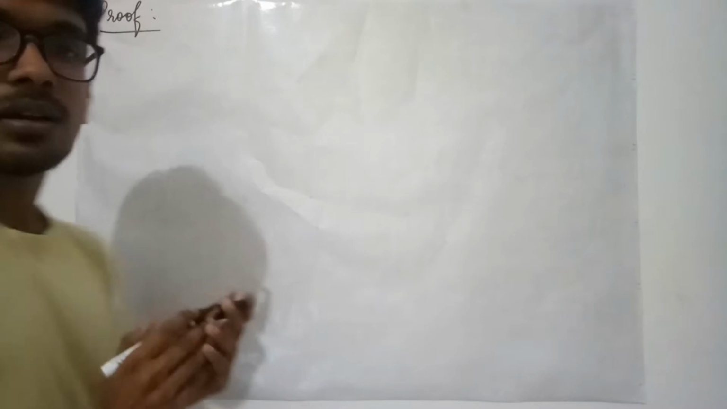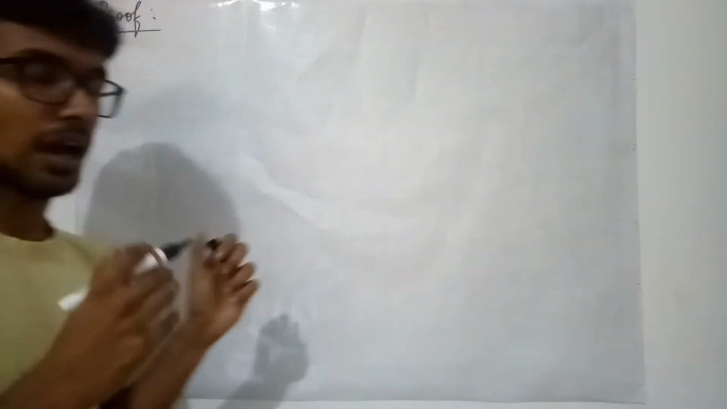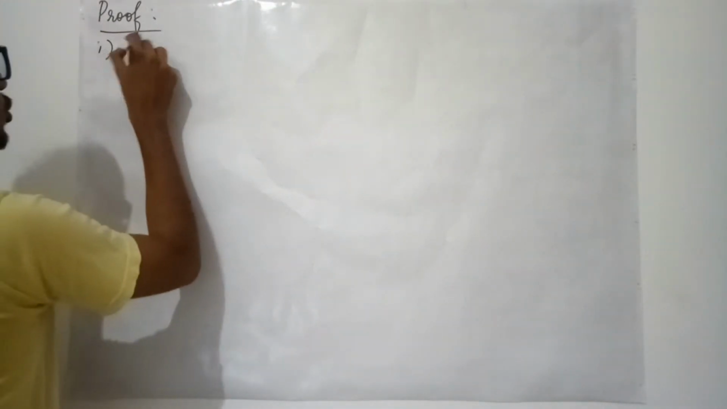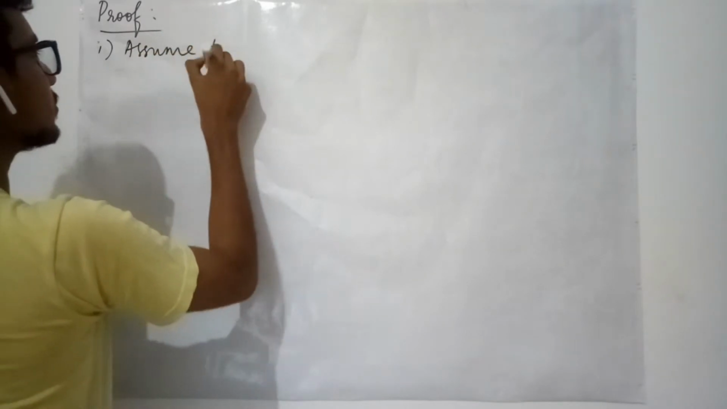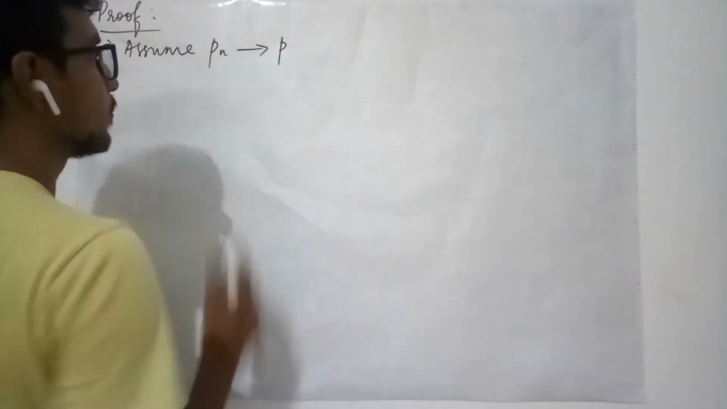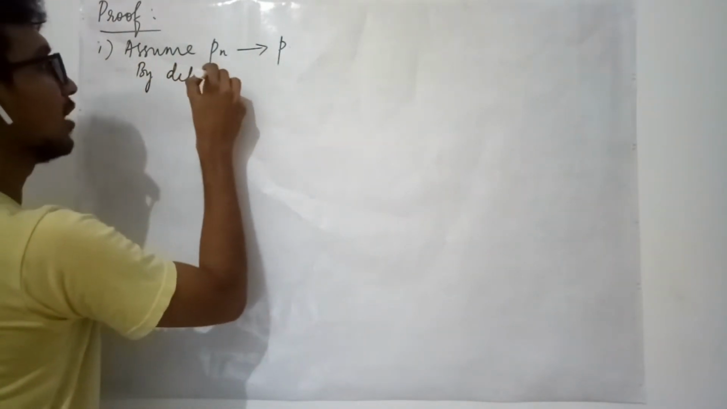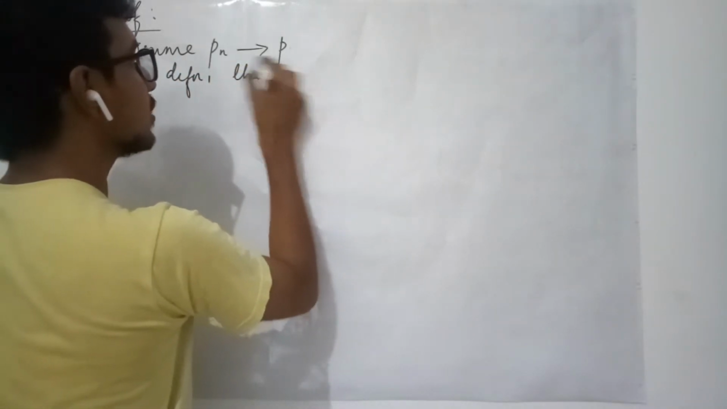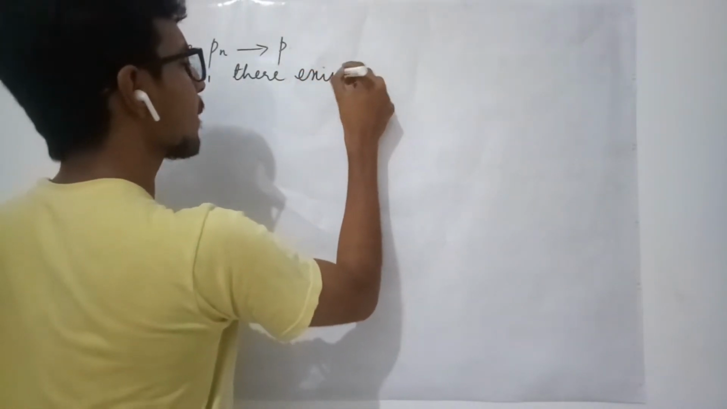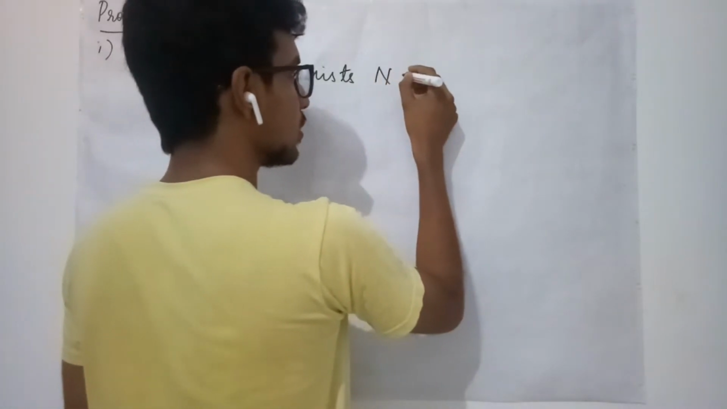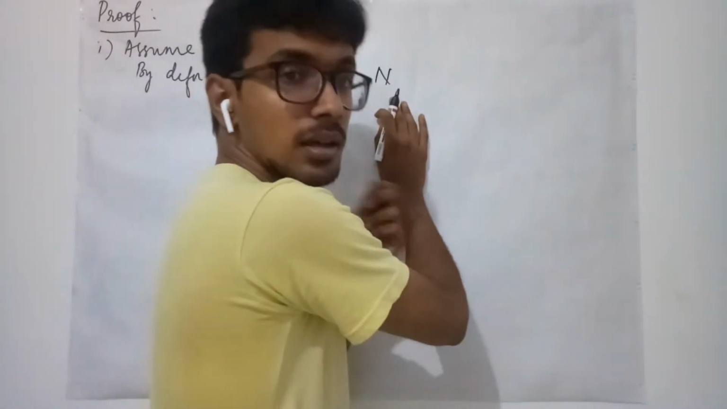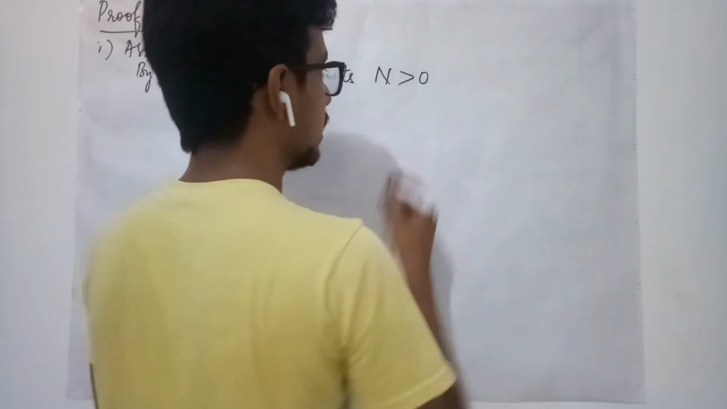Here, what are we going to do? We are going to do this in two cases, I mean, two ways. First, let us assume that Pn converges to P. By the definition of a convergent sequence, what do we have? By definition, there exists some N which is a positive integer.